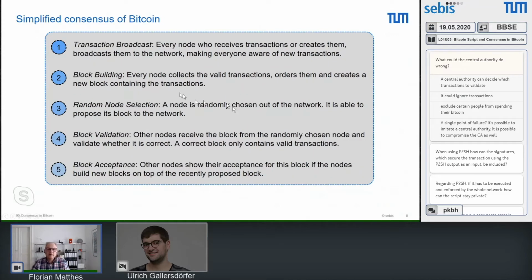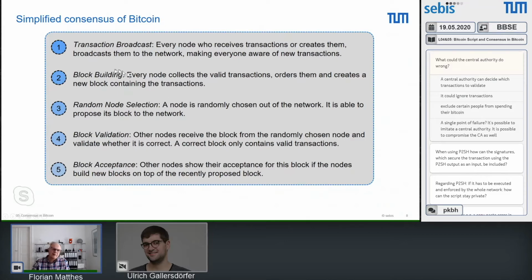So, okay, when we talked about this in the gossip network, we have a transaction broadcast. Remember this network of peer-to-peer communication. Every node who receives a transaction or creates one broadcasts it to the network, making everyone aware of a new transaction. So the gossip protocol distributes the transactions. Then we have the block building phase, where every node collects valid transactions, orders them, and creates a new block containing the transactions. That's what the miners are doing.